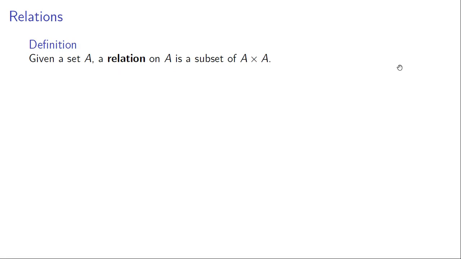This means the set of all ordered pairs whose first item is from A and second item is also from A. All right, so anyways, that was A cross A, the Cartesian product of A cross A. So any subset of that is called a relation on A.